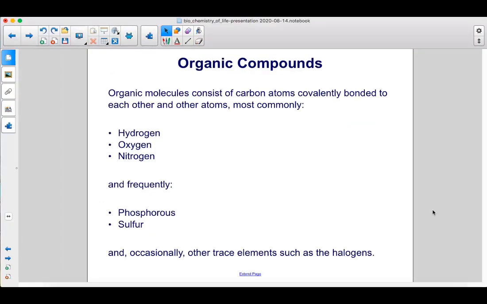Organic molecules consist of carbon atoms covalently bonded to each other and other atoms, most commonly hydrogen, oxygen, and nitrogen, and frequently phosphorus and sulfur, and occasionally other trace elements such as the halogens.